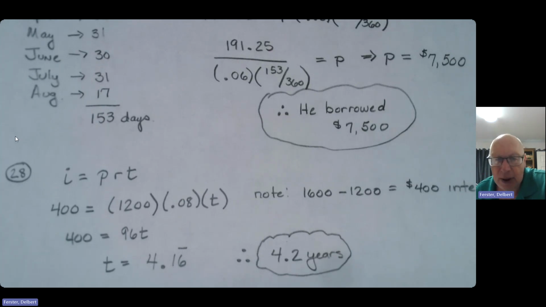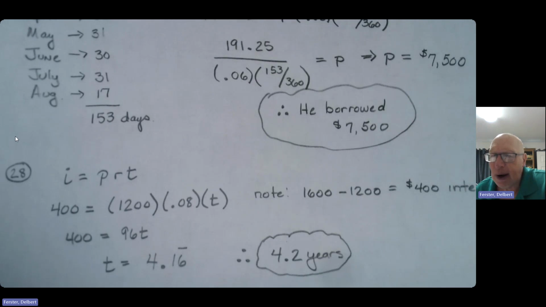You're going to solve for T if you divide both sides of that equation by 96. T comes in at 4.16 repeating. You want to round to the nearest tenth, as the problem seemed to indicate. That would take us to 4.2 years. So same formula again, massaging it for whatever unknown you're seeking. In this context, that was time.